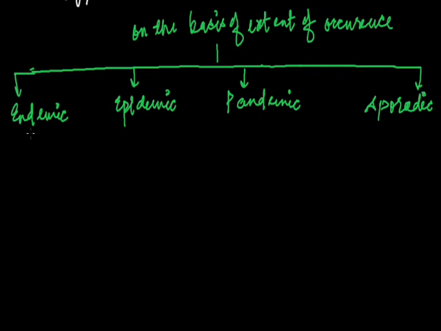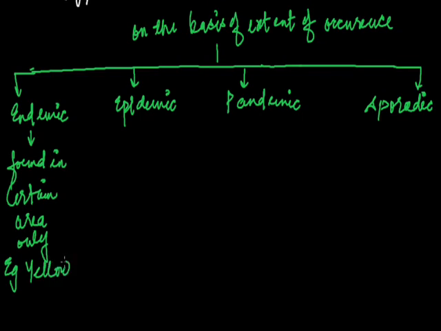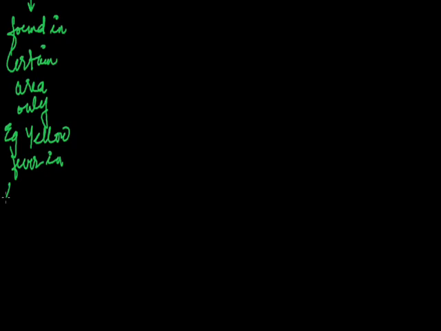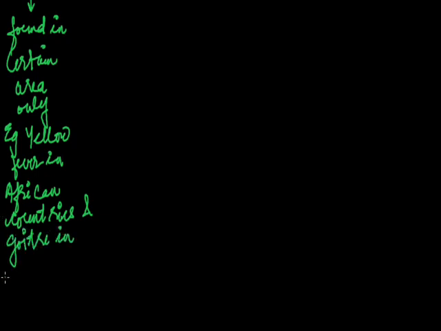First we'll take endemic disease. What are endemic diseases? When the disease is found in a certain area only, these diseases are known as endemic diseases, like yellow fever in South Africa and some African countries, and goiter in the sub-Himalayan region.